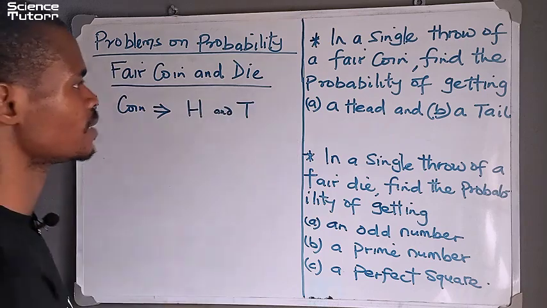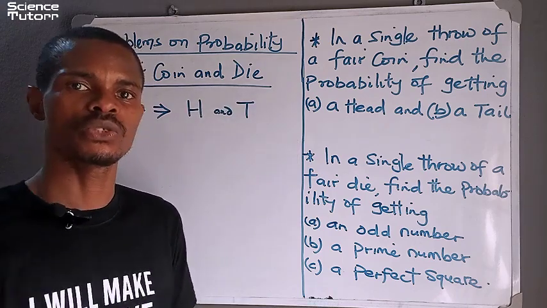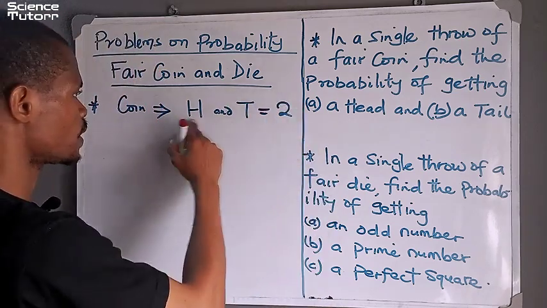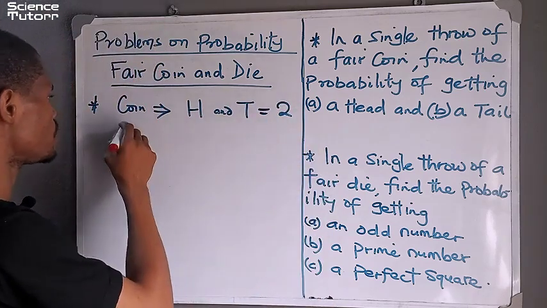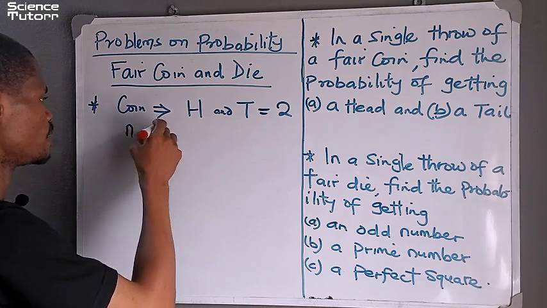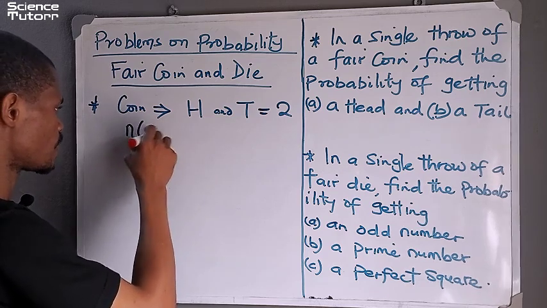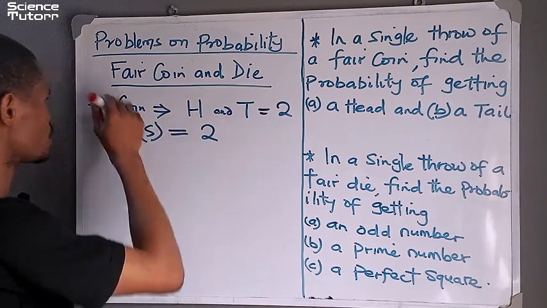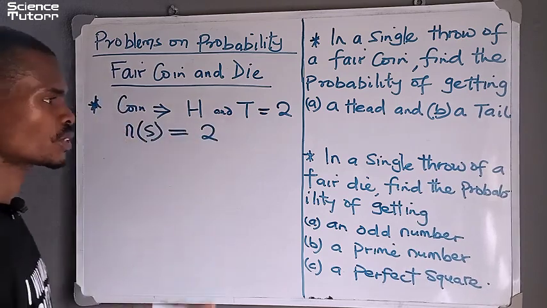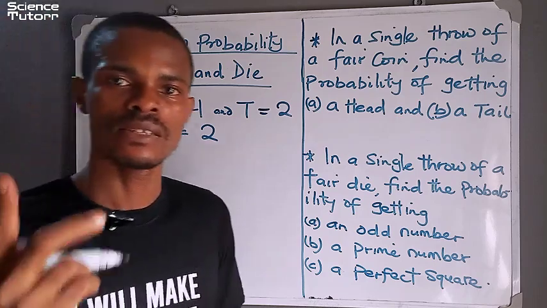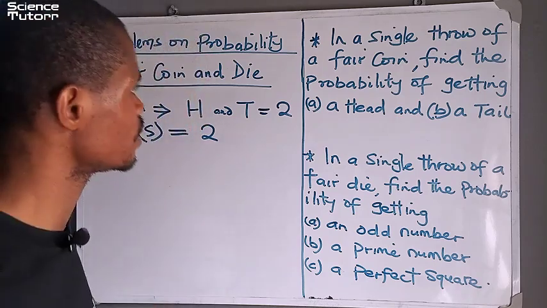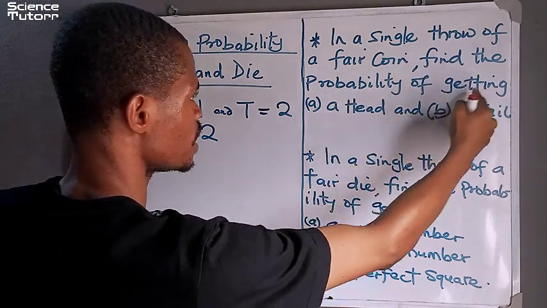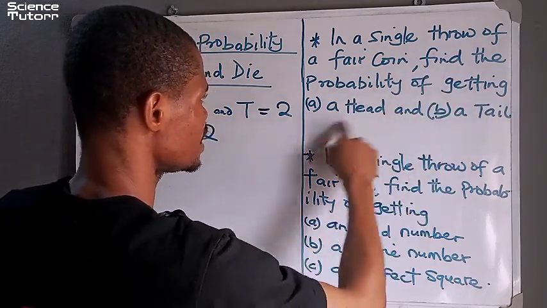So that makes the sample space, which is the total number of possible outcomes, equal to 2. A head and a tail, 1, 2. So it simply means n for the sample space is equal to 2. That is for a coin, because a coin has 2 sides, a head and a tail. Now, we are told to find the probability of getting a head.